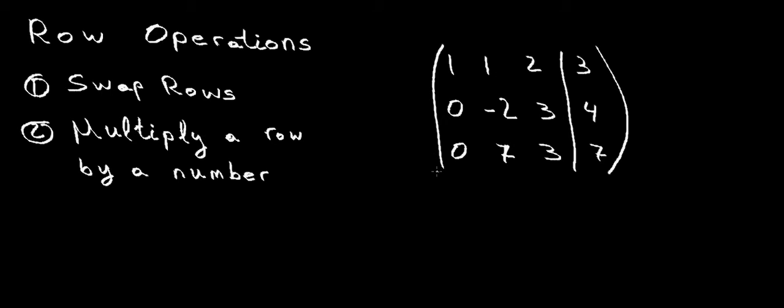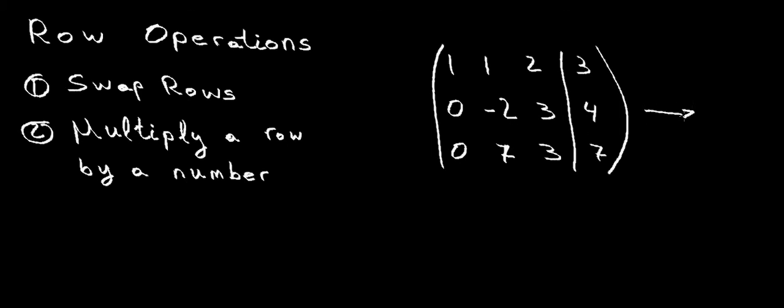So an example of this operation would be if we have a matrix like this one here. We want to continue getting a 0 down here, and the easiest way to do that is to get a 1 here first, and then say minus 7 times row 2 plus row 3 is the new row 3. But for that to work, we need to have a 1 in this position.